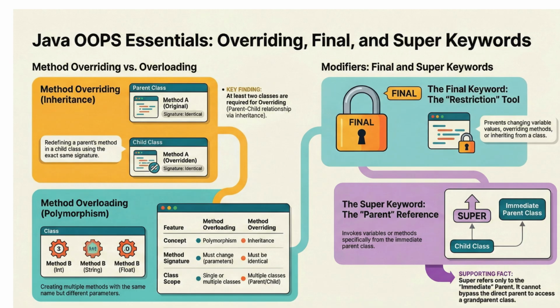Exactly. Now let's break down how final works in each of those contexts. When you declare a variable as final, it means you cannot change its value after initialization. Makes sense. So it becomes a constant. Got it. Think of something like final int MAX_ATTEMPTS = 3.